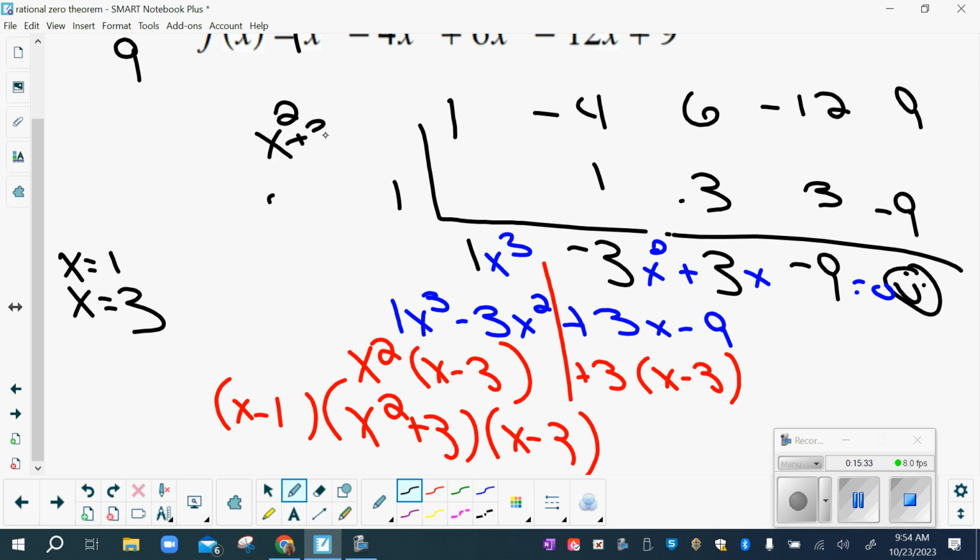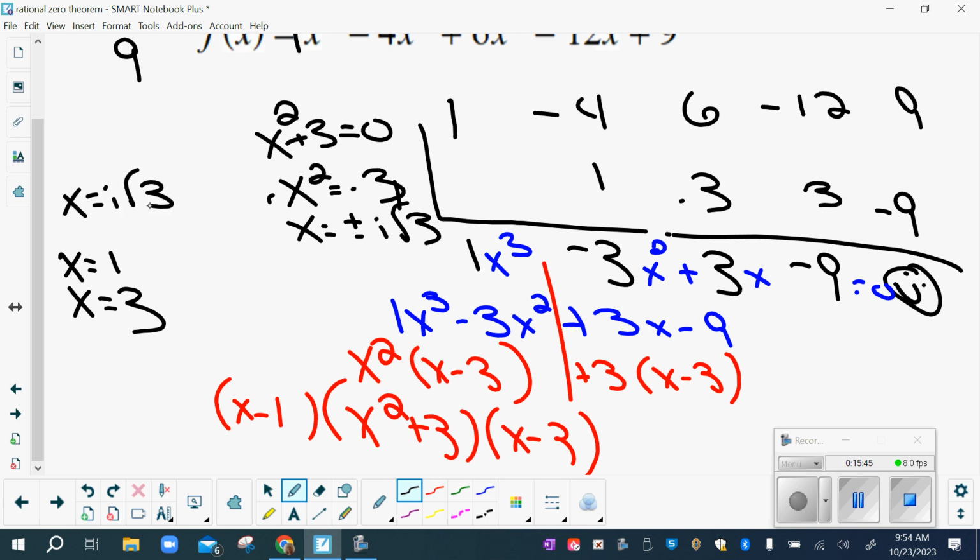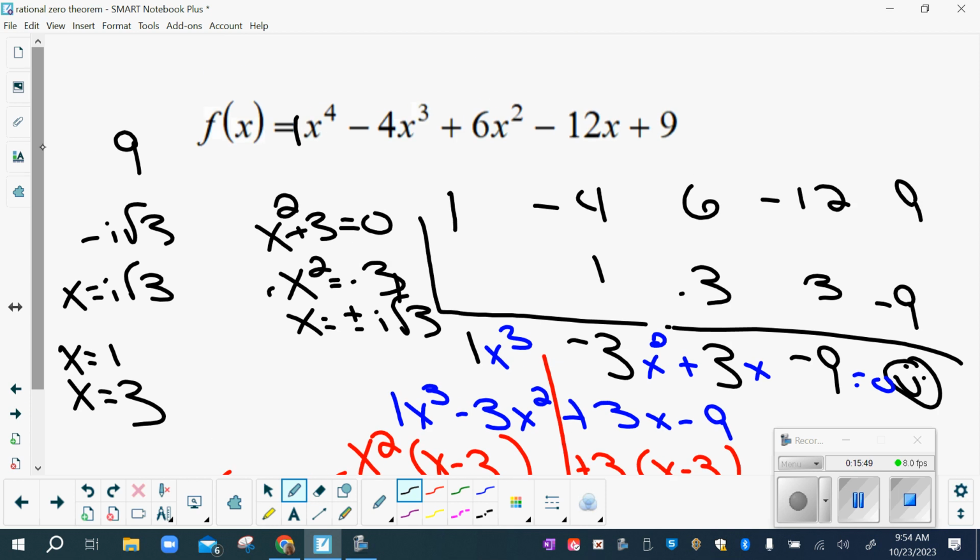And that last one, remember what we do there? x squared plus 3 equals 0. Move the 3 over. x squared equals negative 3. x equals plus or minus i root 3. x equals i root 3 and negative i root 3. Do I have 4 answers? Yes, I do.